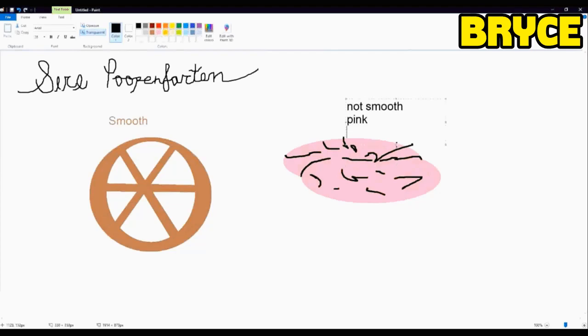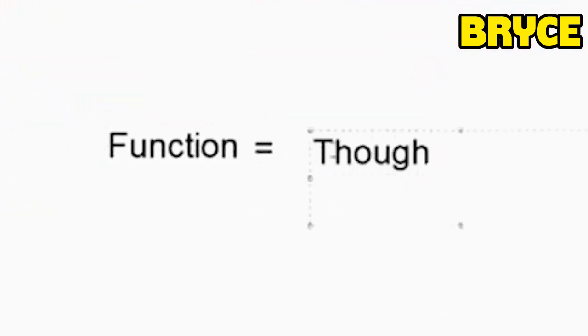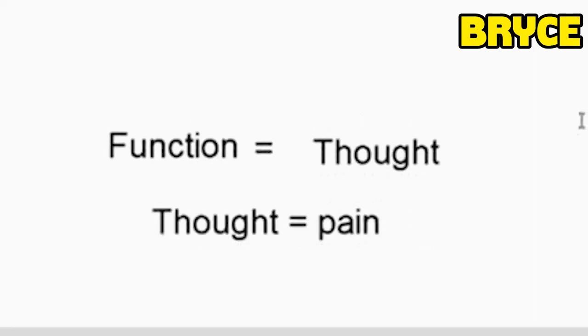Here, I'll help you guys out. The brain has function. And you know what function is? Function leads to free thinking. We don't like that. Function equals thought. And you know what thought equals? Thought is pain. Oh, yeah. Thought is pain.